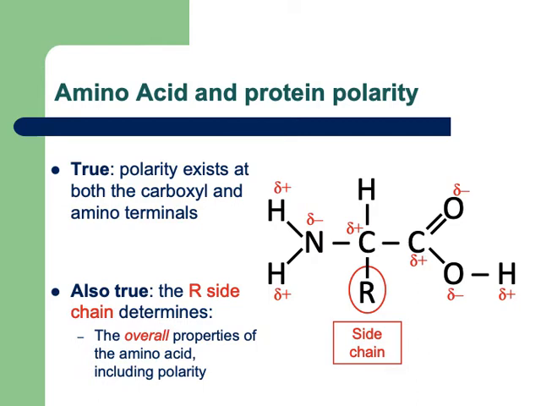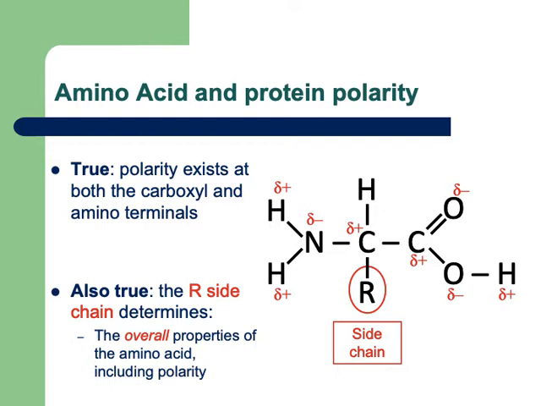So what is true is that polarity, opposites, exist at both the carboxyl and the amino terminals. So if you look at the amine group, we see that the nitrogen has a negative charge and the hydrogens have a net positive charge. If we look at the carboxyl end, we see that the carbon has a positive charge. Both the oxygens have a negative charge, and the hydrogen has a positive charge. So we see polar tendencies here in regards to charge.